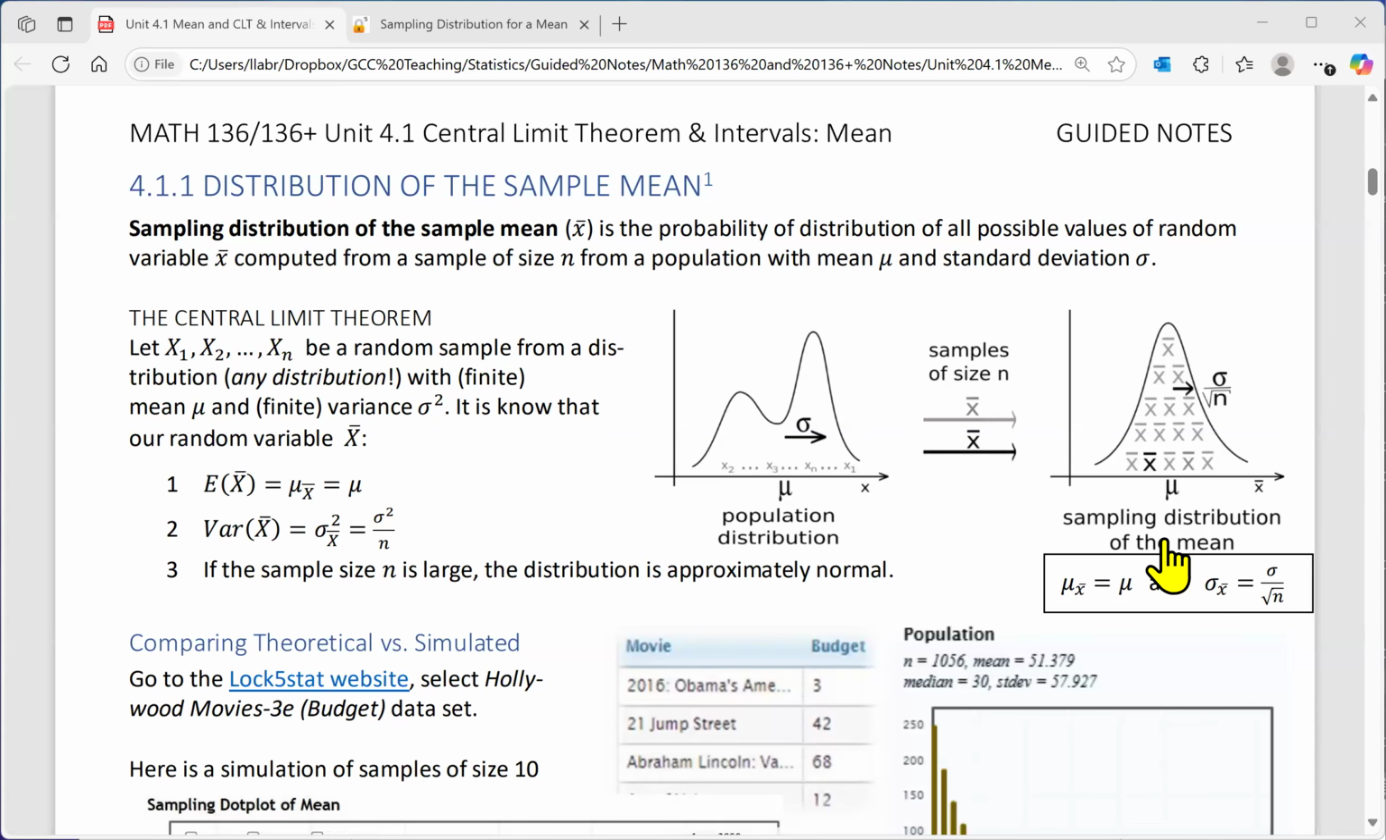All right, welcome back, everyone. Let's go ahead and take a look at the main result in really all of inferential statistics.